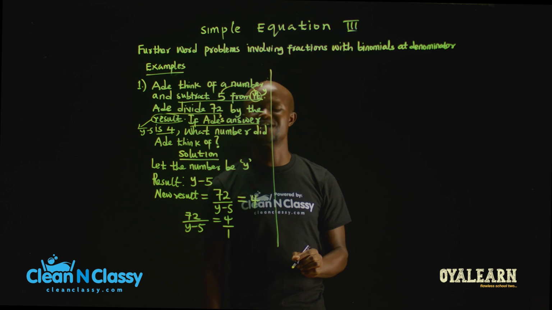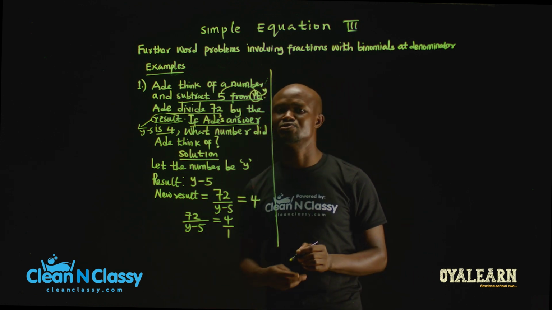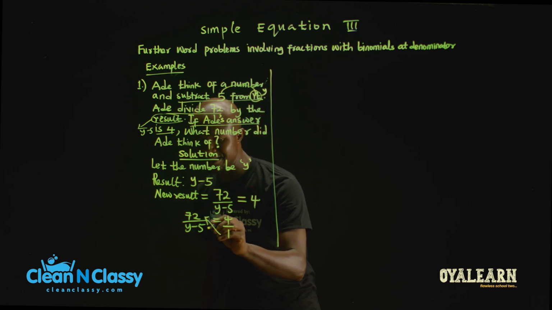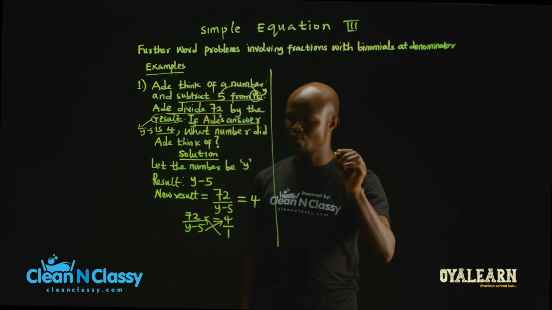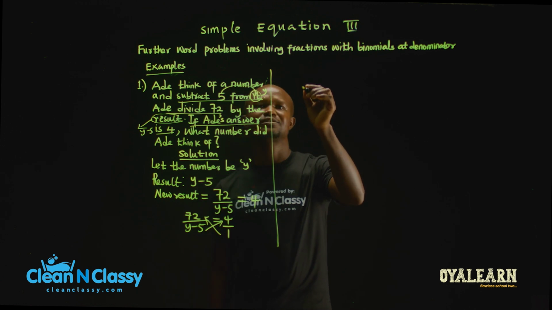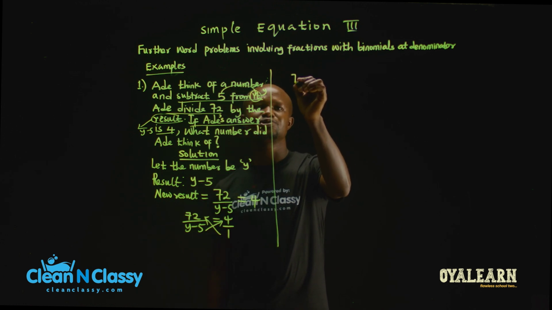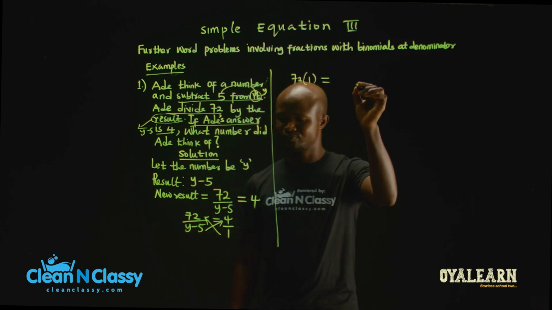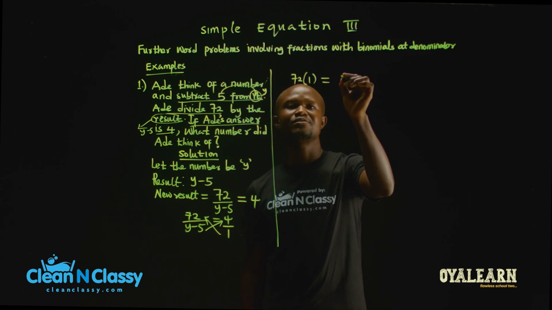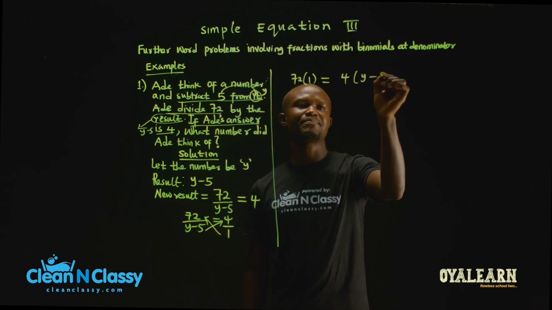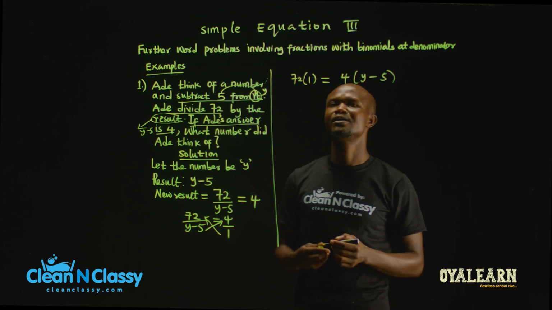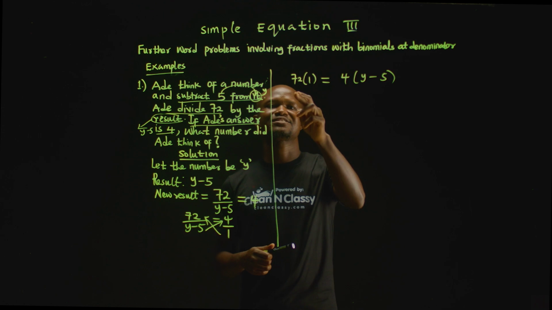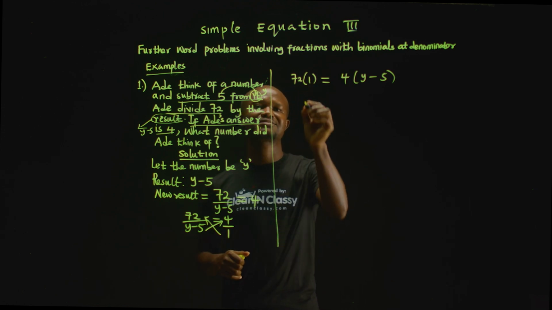The next thing for us to do is to cross multiply. If we cross multiply, what do we have? We have 72 into bracket 1 equals 4 into bracket y minus 5. So the next thing for us to do is to expand the bracket. 72 times 1, that's 72.